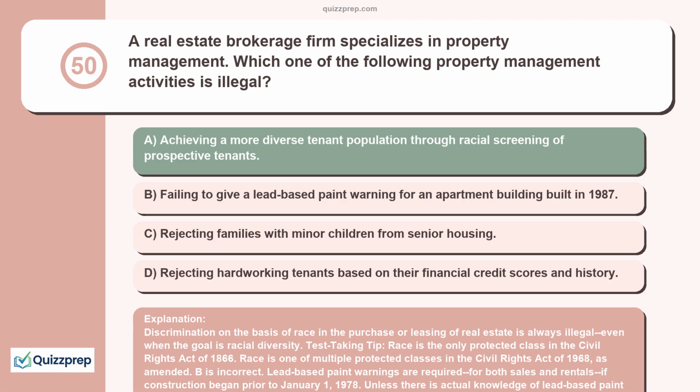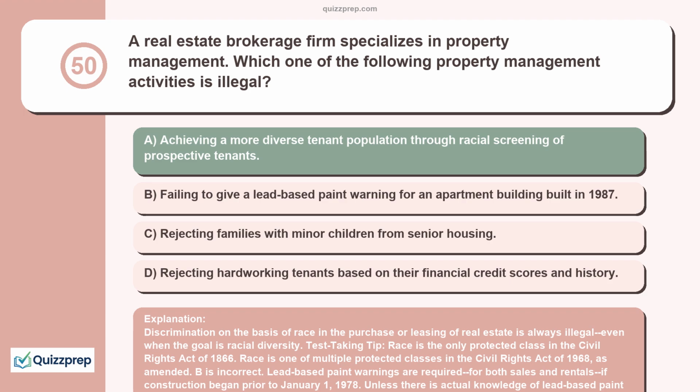B is incorrect. Lead-based paint warnings are required for both sales and rentals if construction began prior to January 1, 1978. Unless there is actual knowledge of lead-based paint on the premises, a warning is unnecessary for an improvement constructed in 1987. Test-taking tip: make sure you know what is considered target housing for lead-based paint warnings, i.e., pretty much any residential property constructed before 1978.